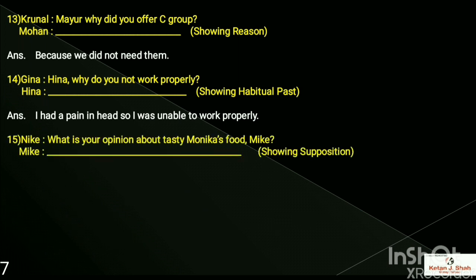Nike, what is your opinion about tasty Monica's food? Mike, showing supposition. She makes world class tasty food.